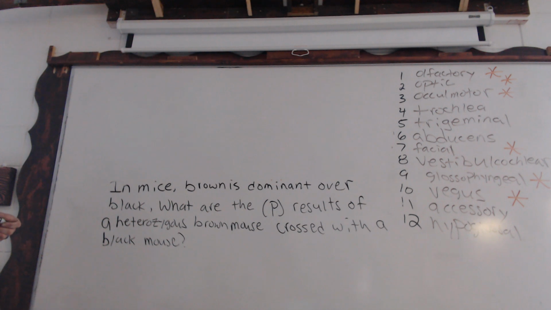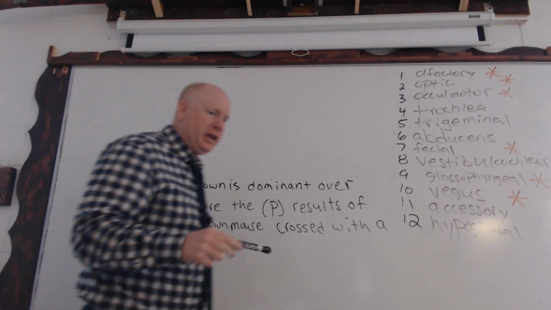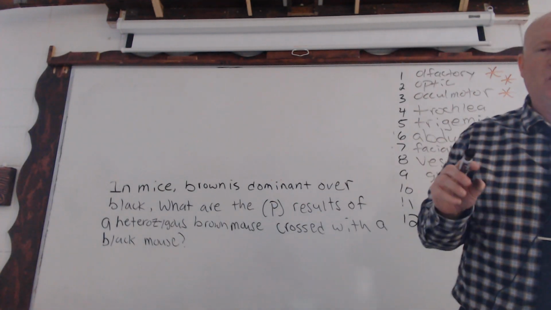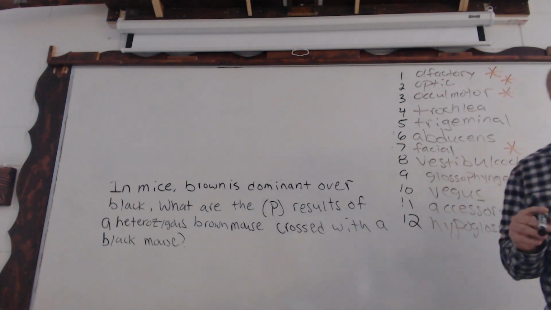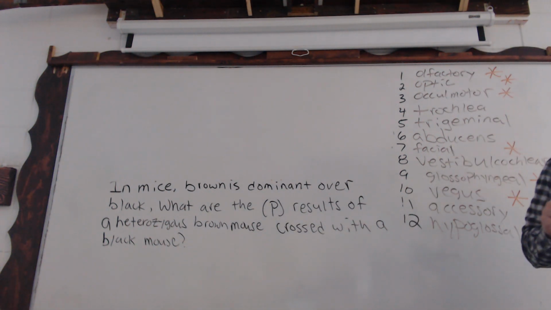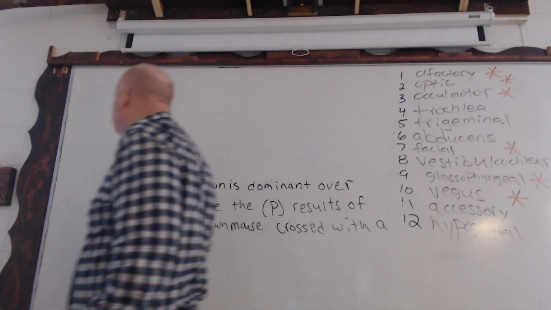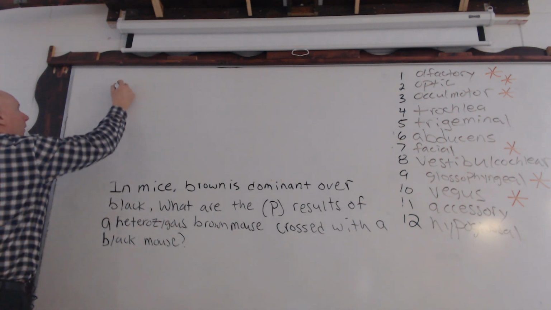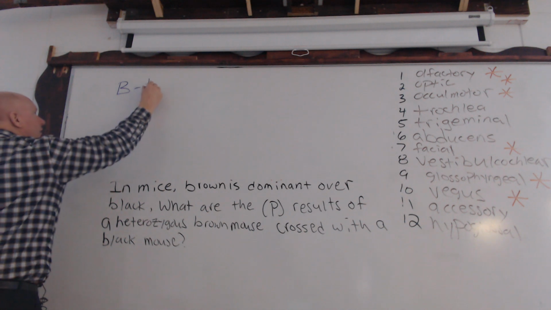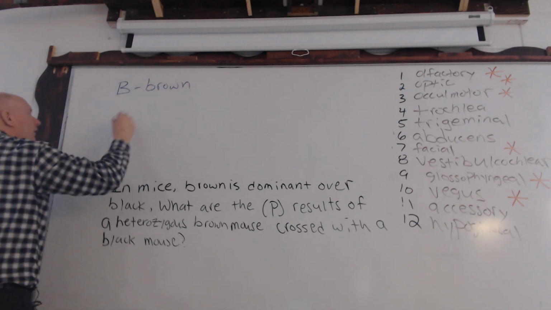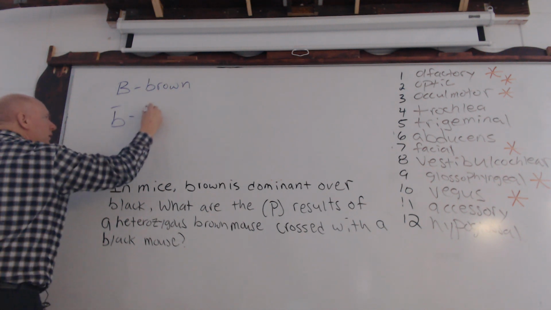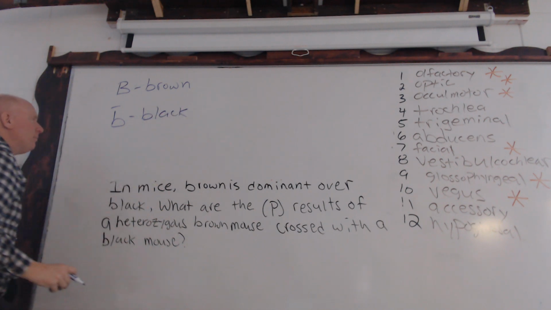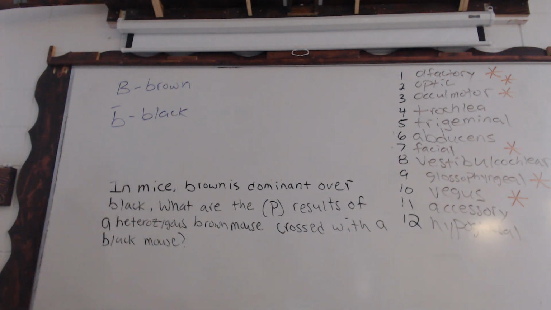Okay? And again, this is where you're going to use that vocabulary that has been assigned to you and what we talked about in that presentation that you perhaps watched on Friday. So again, the first thing to do is make a key. So in this case, this is brown, the dominant trait, capital B, lowercase b is going to be black. So now we've got our key here.